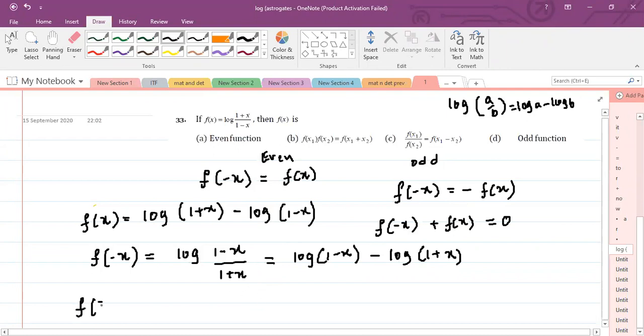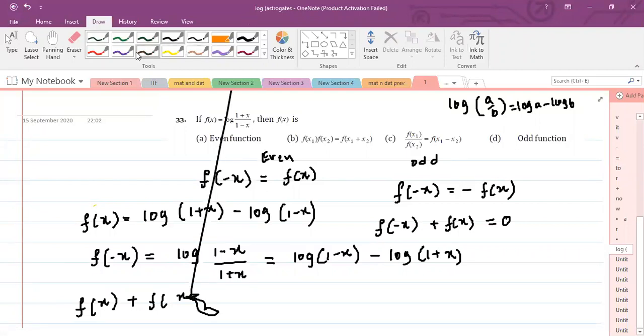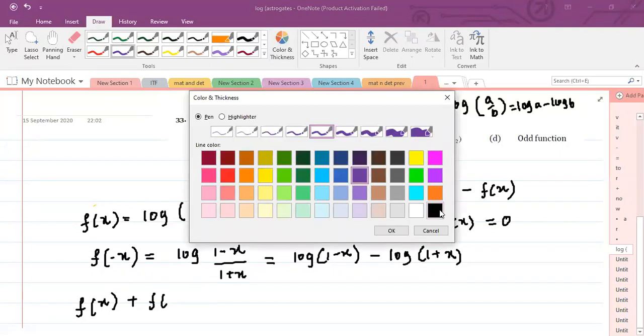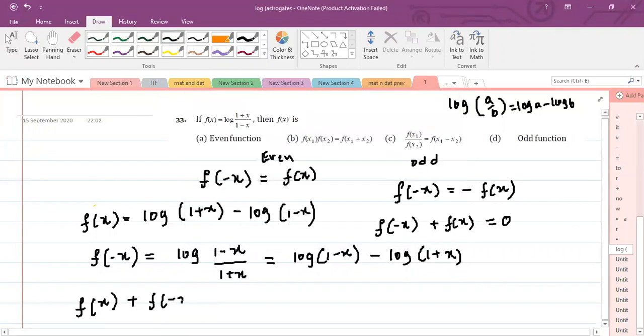Therefore, if you add f of x plus f of minus x, then it will be 0. So if f of x plus f of minus x is equal to 0, then f of minus x is equal to minus f of x. Therefore, definitely it is an odd function.